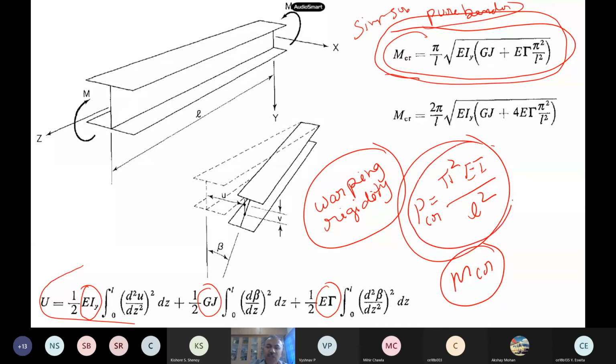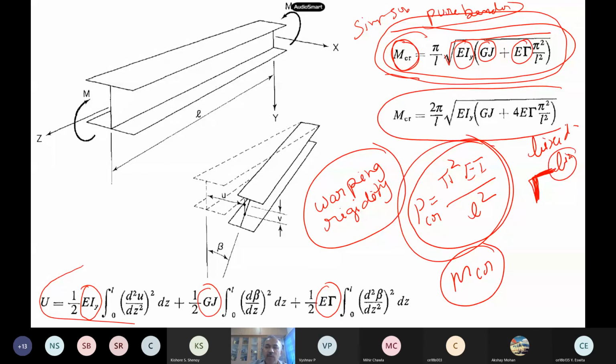For a column load it is pi square EI by L square. But here this is a bending moment, so you have EI, but it is inside the square root. You have GJ, the torsional rigidity, and the warping rigidity, which is indicated by this symbol. So this is the expression. Suppose it is a fixed beam, with both ends fixed. This is the critical bending moment for that case.